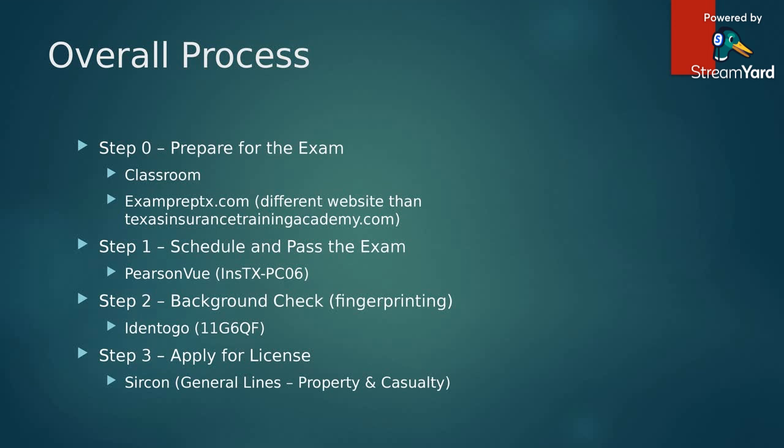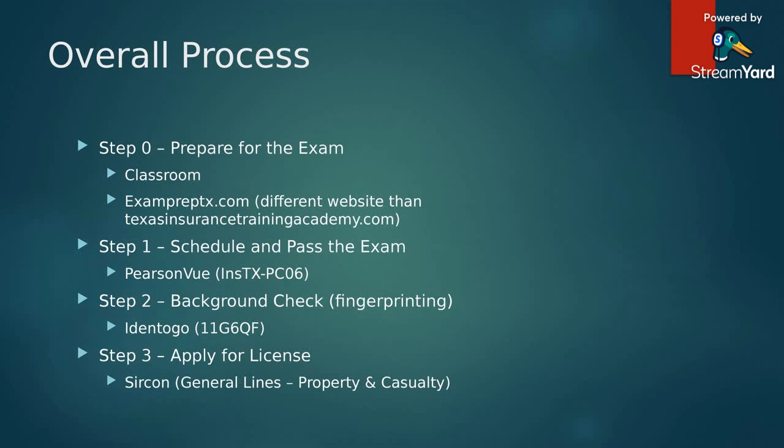Once you're prepared for the exam, which is going to be a little bit different for everyone, then you're going to go through 3 steps to get your actual license. The first step is to go through a company called Pearson VUE, where you're going to schedule and hopefully pass the examination. Pearson VUE's website has a lot of features. You are required to take this in the state of Texas in person, and you can find locations on the Pearson VUE website.